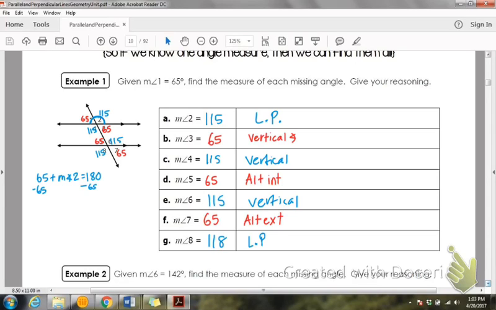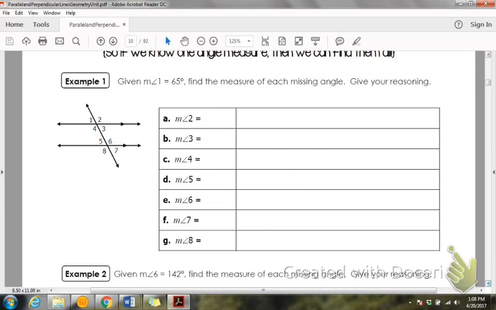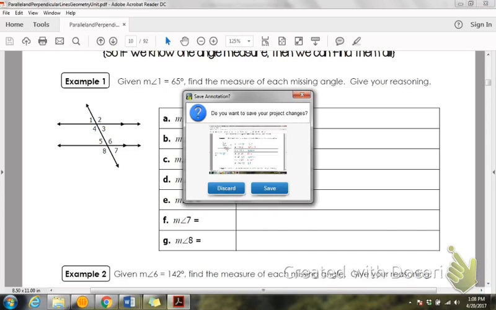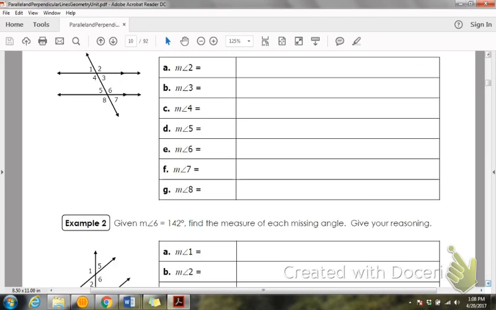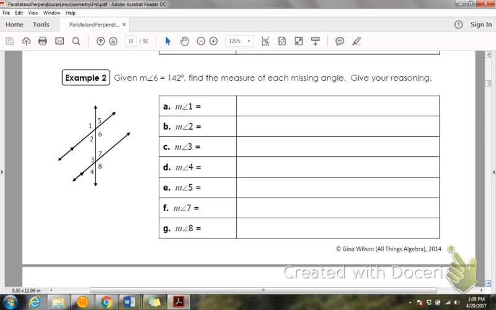Okay, let's try example 2. Why don't you see what you can do on your own? I'm not necessarily super concerned about the reasons right now, okay? Try and do as many as you can. Don't put that pencil down.